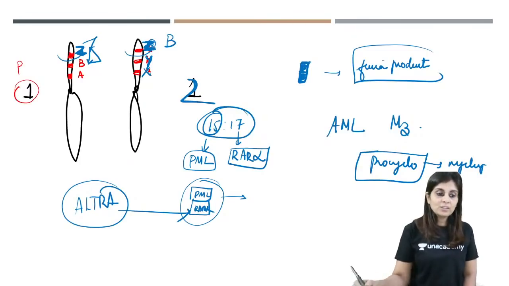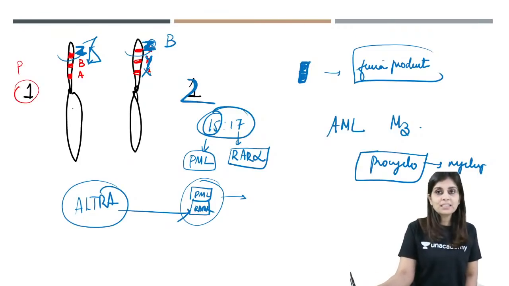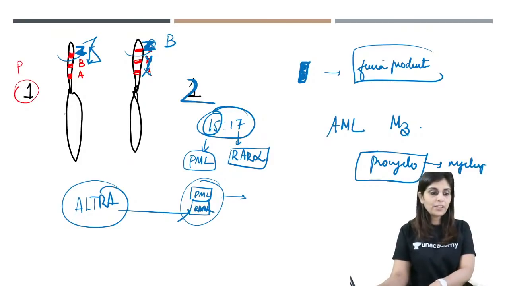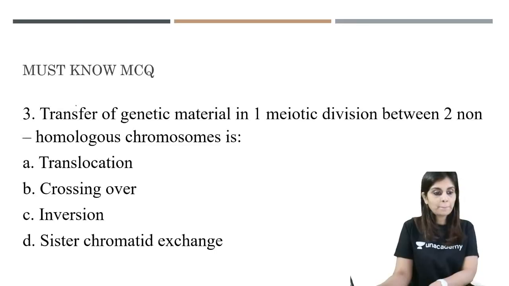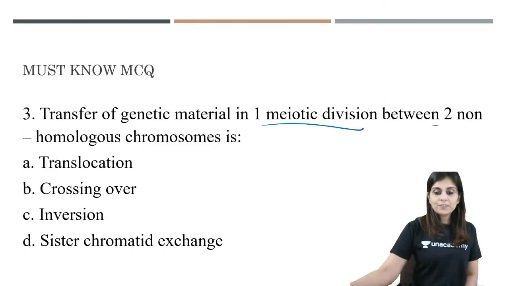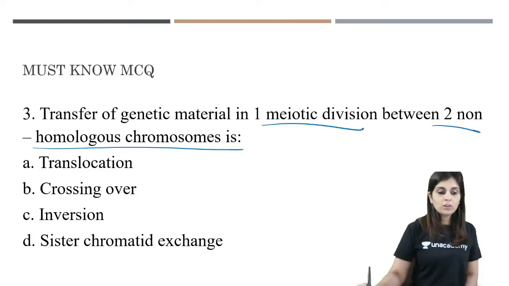Do you all understand this? So this is why you're worried about translocation and you're happy when it's between homologous chromosomes. Between non-homologous chromosomes, it can result in a disease because there can be a difference in the level of gene expression, or it can produce a new protein with varying functions. So transfer of genetic material in one meiotic division between two non-homologous chromosomes is called translocation.